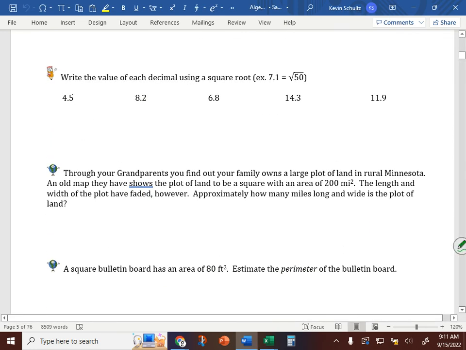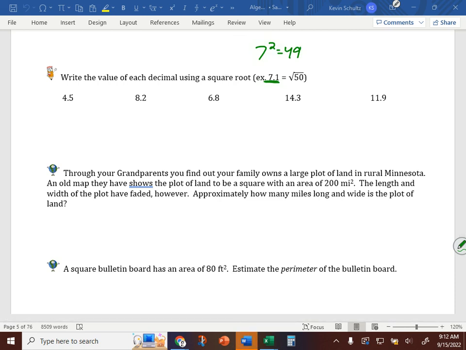This middle section we didn't talk about yet, but you're essentially going backwards. It says write the value of each decimal using a square root. So for example, if the decimal I gave you was 7.1, that would be approximately equal to the root of 50. Because 7 squared equals 49, 7.1 squared is going to be a little bit more than that. So root of 50.